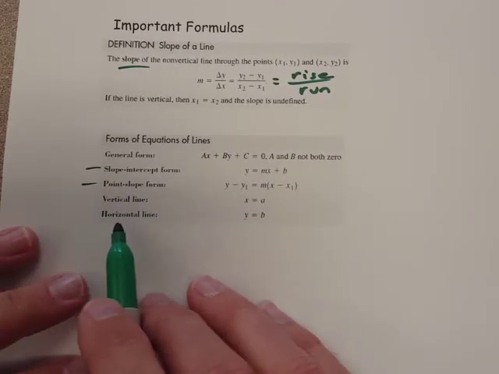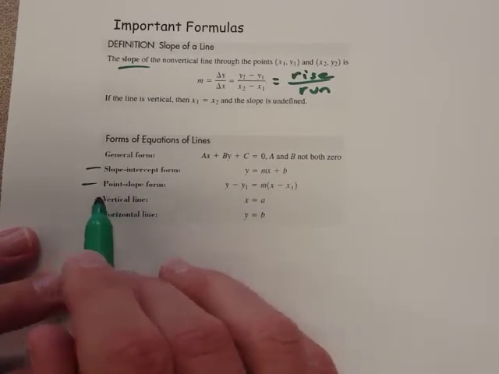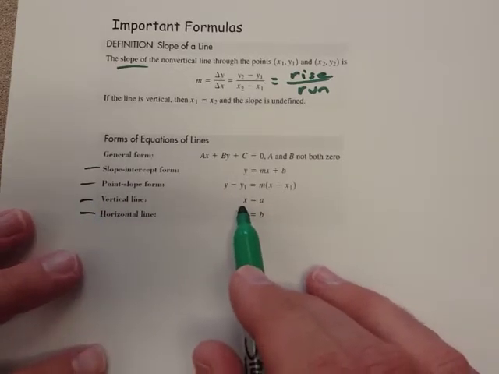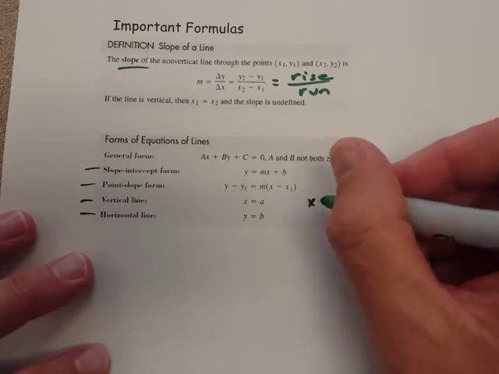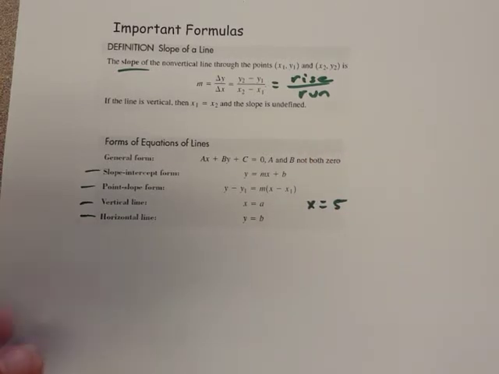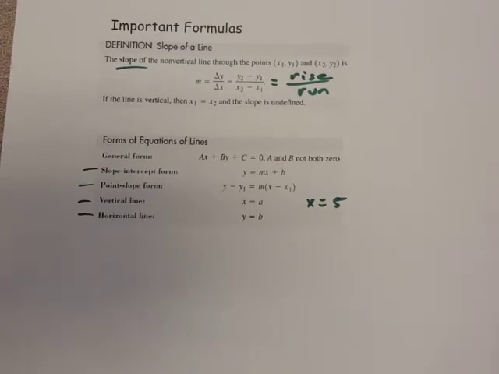But then we also have vertical and horizontal lines, remembering that those are just a single number in each of these spots. So we could have x equals 5, and that would be a vertical line that goes through the value of x equals 5. So those are all your forms.